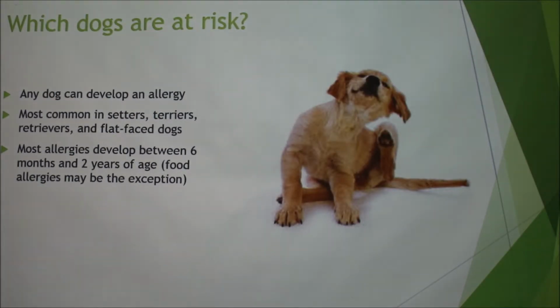So any dog can develop an allergy, but because it takes a longer time to become sensitized to a certain allergen, you don't get puppies that immediately have allergies. So most of them develop between 6 months and 2 years of age, with the exception of food allergies. Those seem like they can develop at any time. They don't really have an average age that they develop.